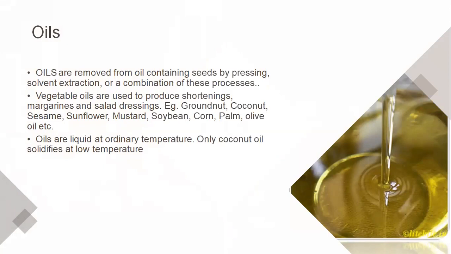Vegetable oils are used to produce shortening, margarine, salad dressing. For example, groundnut oil, coconut oil, sesame, sunflower, mustard, soybean, corn, palm, olive oil, etc. These are some of the examples. As I have already explained to you, oils are liquid at ordinary temperature. The only exception is coconut oil, which solidifies at low temperature.